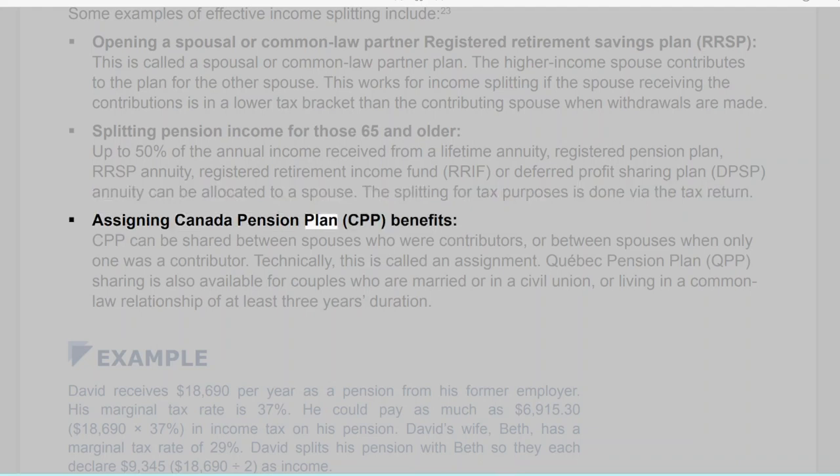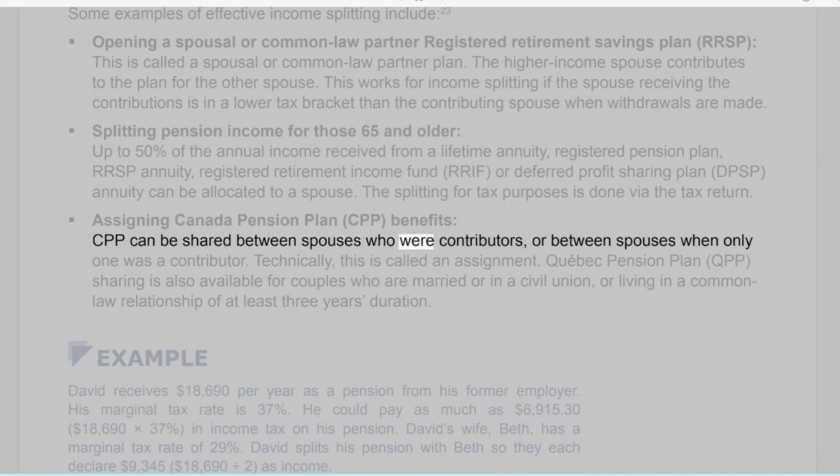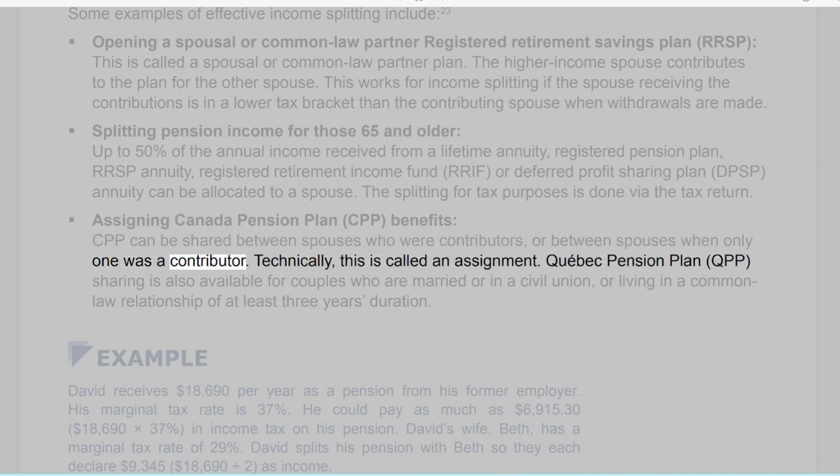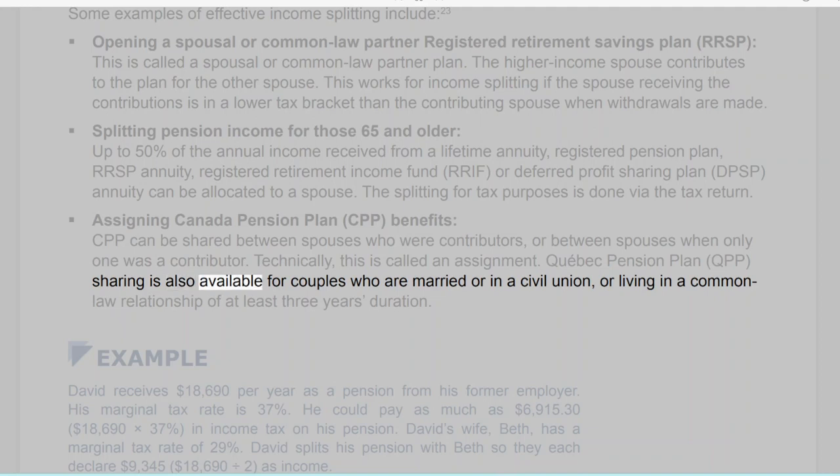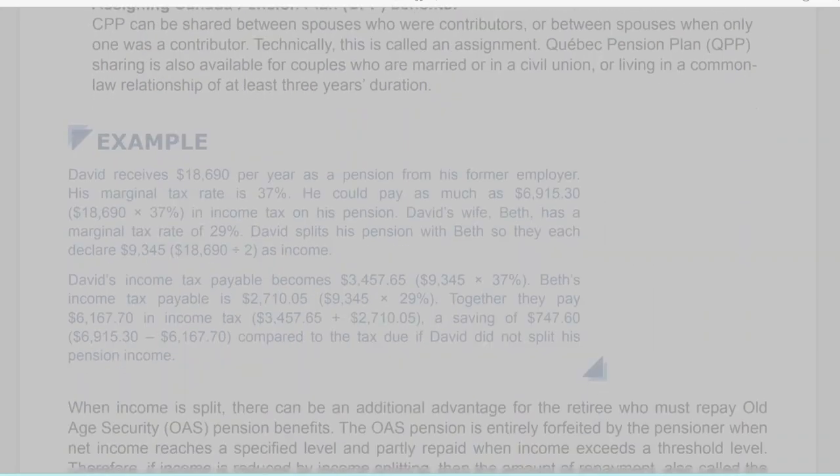Assigning Canada Pension Plan, CPP, benefits. CPP can be shared between spouses who were contributors, or between spouses when only one was a contributor. Technically, this is called an assignment. Quebec Pension Plan, QPP, sharing is also available for couples who are married or in a civil union, or living in a common law relationship of at least 3 years' duration.